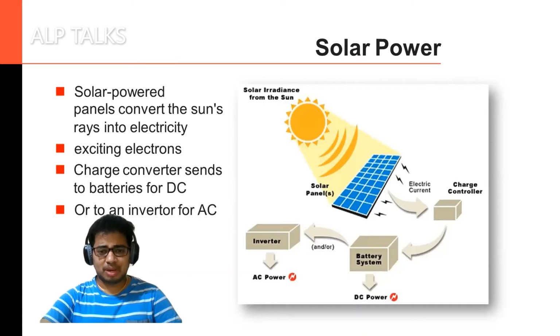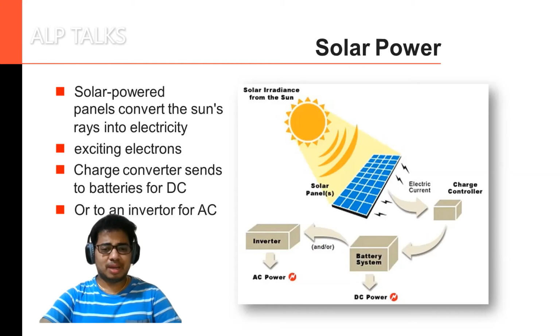So whatever solar radiation from the sun falls on the solar panel, the solar panel will generate electric current. That electric current we will give to the charge controller. Based on the charge controller, it will go to the battery system and so on. Based on that, it can go to the inverter, so we can use AC power. Otherwise, directly from the battery system, we can use DC power.